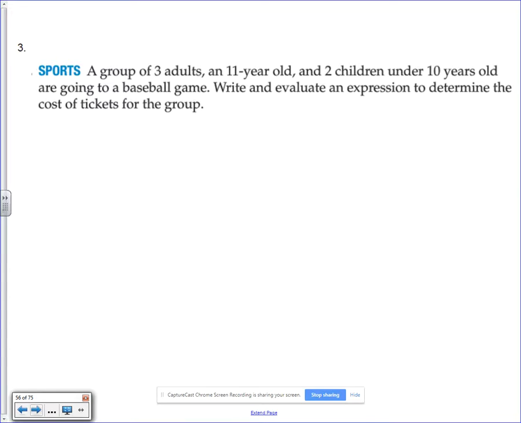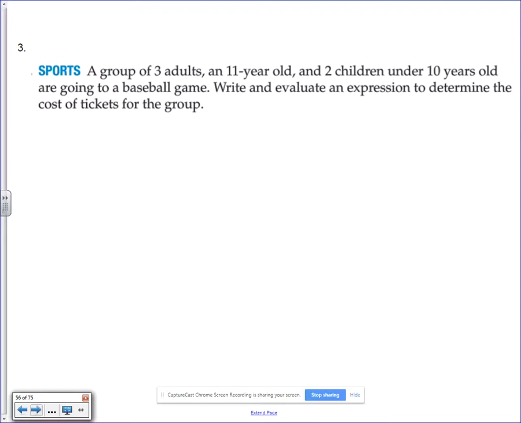All right, folks. We're still going to a game, right? Baseball game this time. I want an expression for the cost of the tickets. I have no variables up there, do I? I have no chart that tells me how much they are, do I? So I'm going to need to use some variables. What would you like to use for your variables?